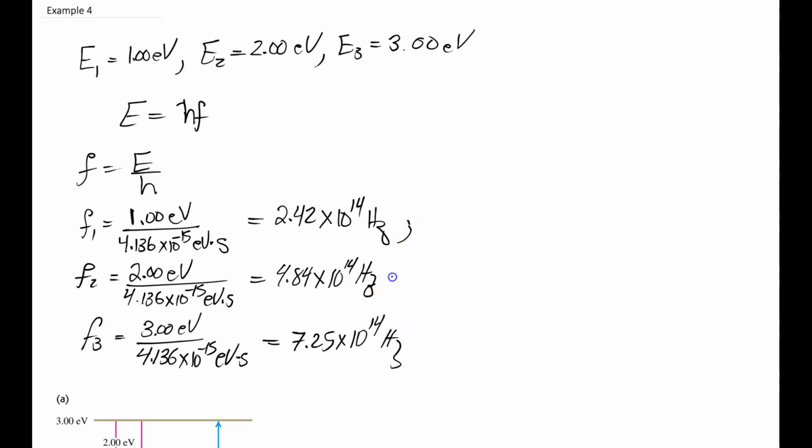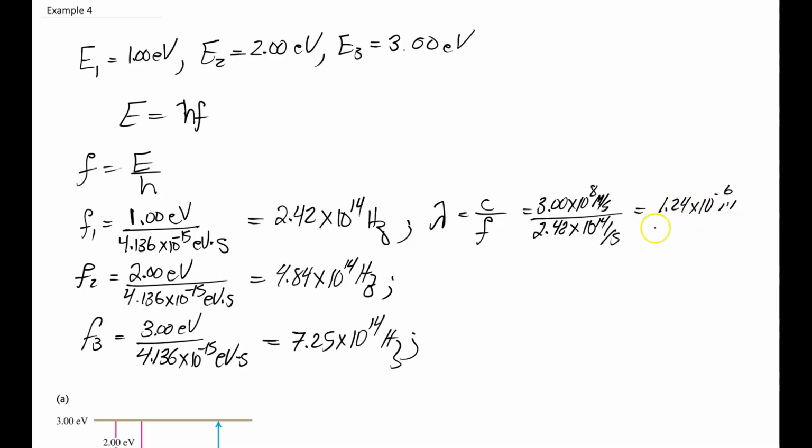And now we know that lambda equals c over f, which means if we plug this in, we get 3 times 10 to the 8th meters per second over the frequency of 2.42 times 10 to the 14th per second, gives us a lambda of 1.24 times 10 to the negative 6 meters, or excuse me, 1240 nanometers.